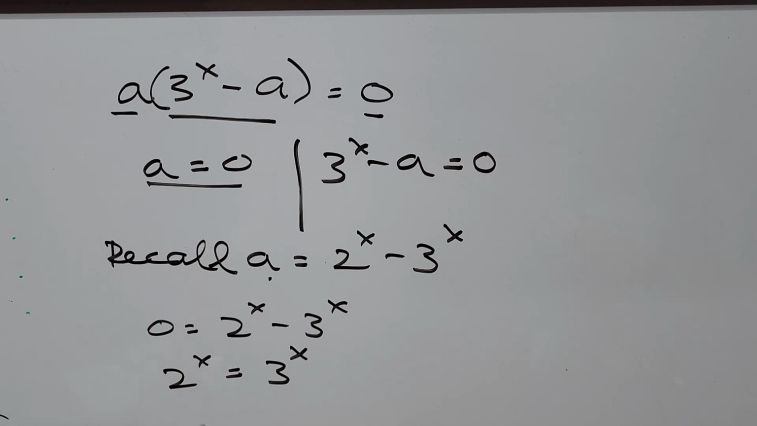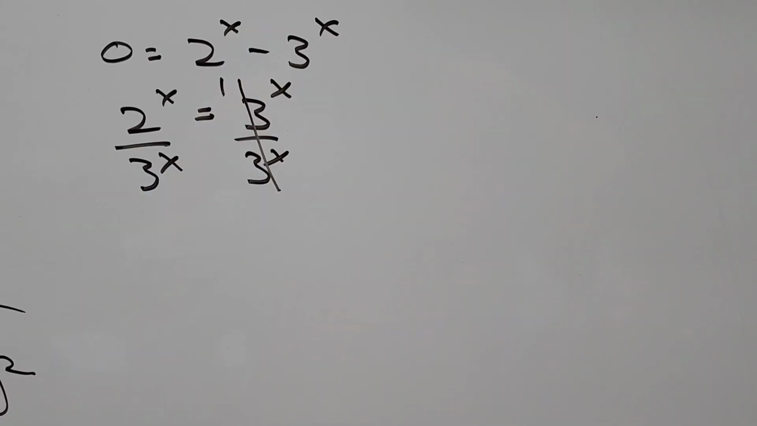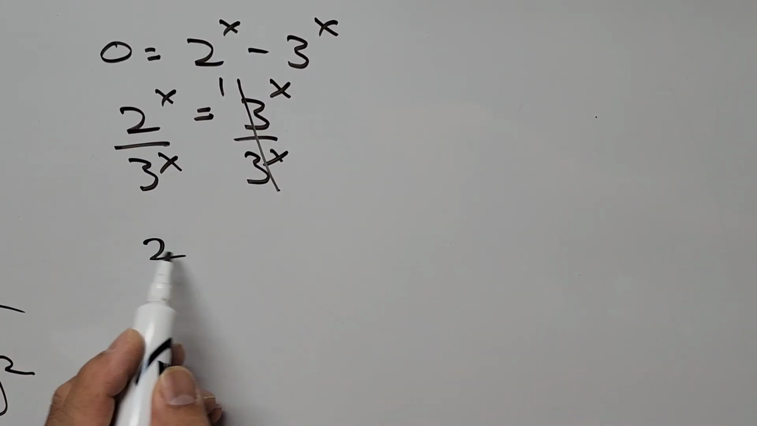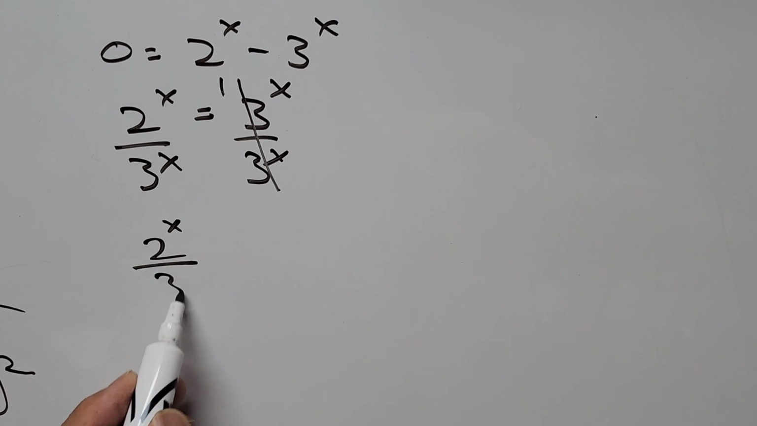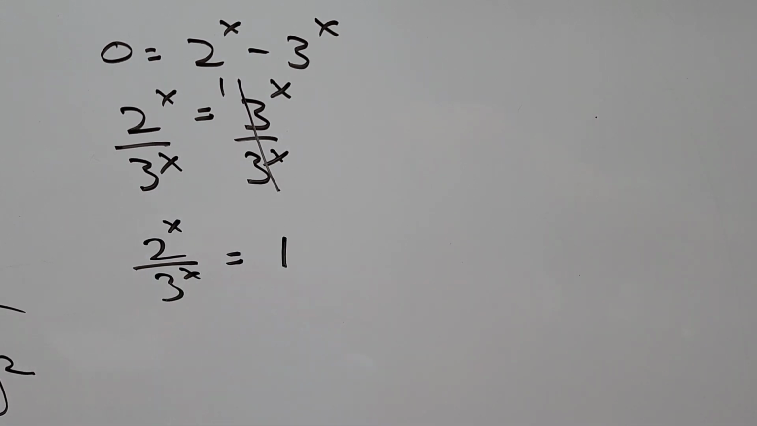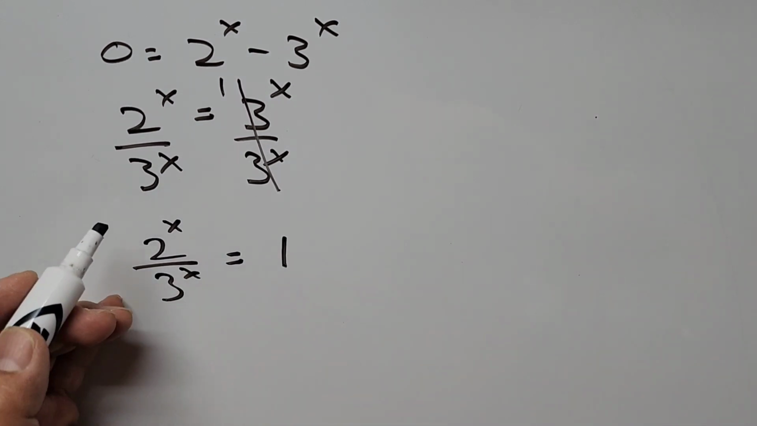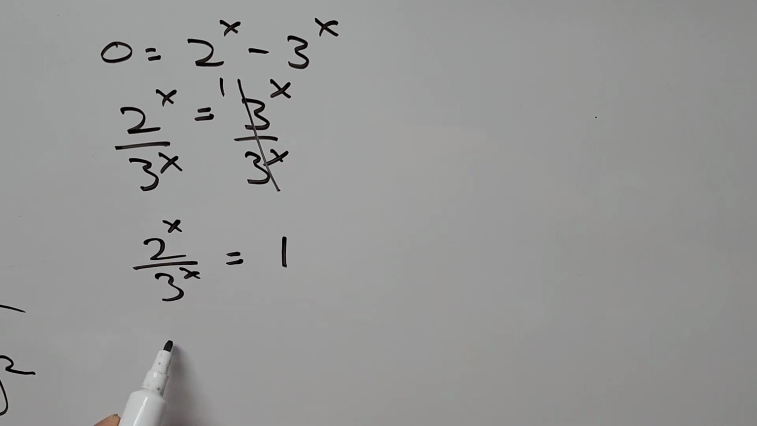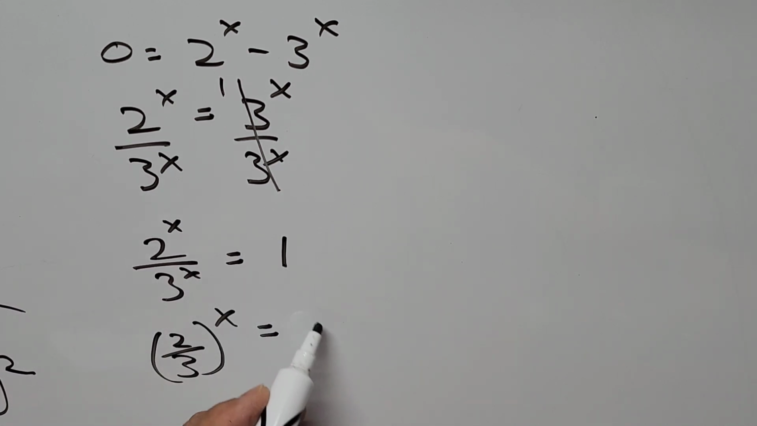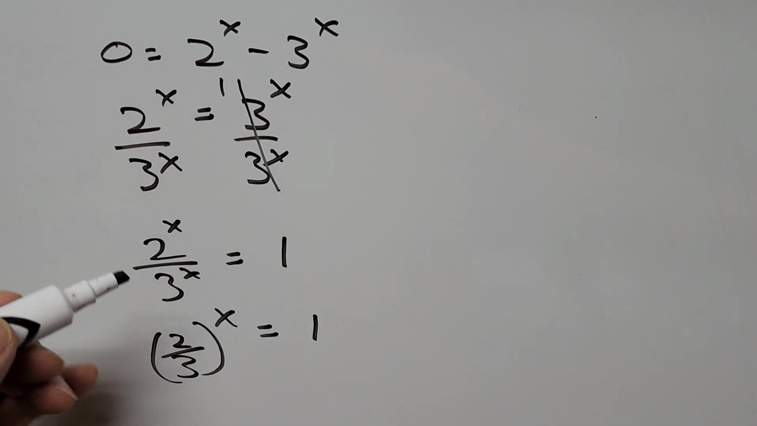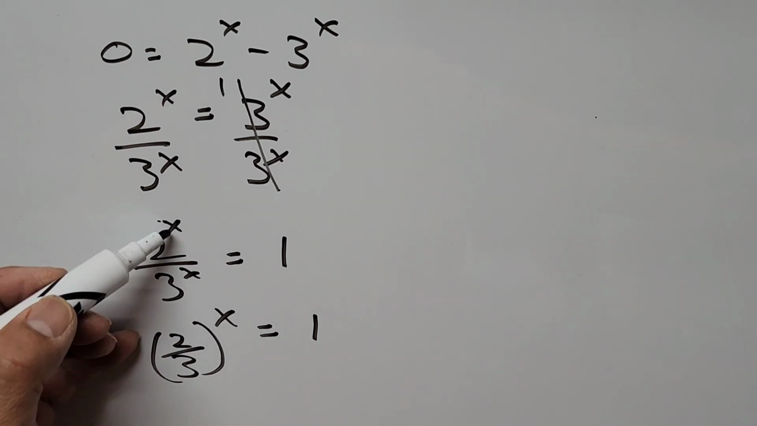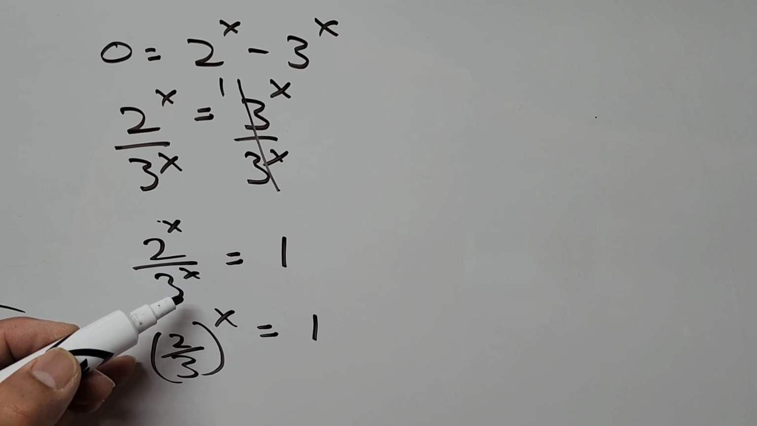And divide the equation by 3 to the power of x, both sides. So we have here 1. So we have 2 to the power of x divided by 3 to the power of x equals 1. And the left hand side of the equation can be written the same way as 2 divided by 3, to the power of x, is equal to 1, since the numerator and the denominator both have the same exponent x.